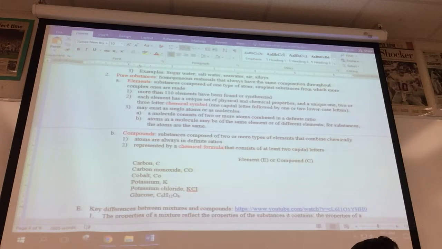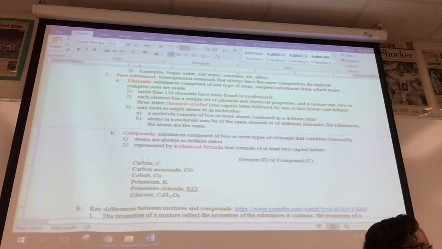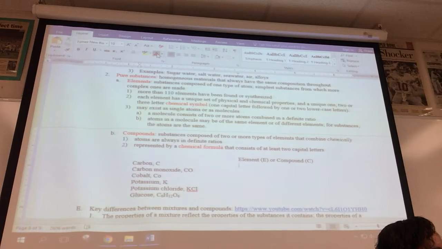In that chemical formula, you have to have at least 2 capital letters. Let's try and determine if these pure substances are elements or compounds.